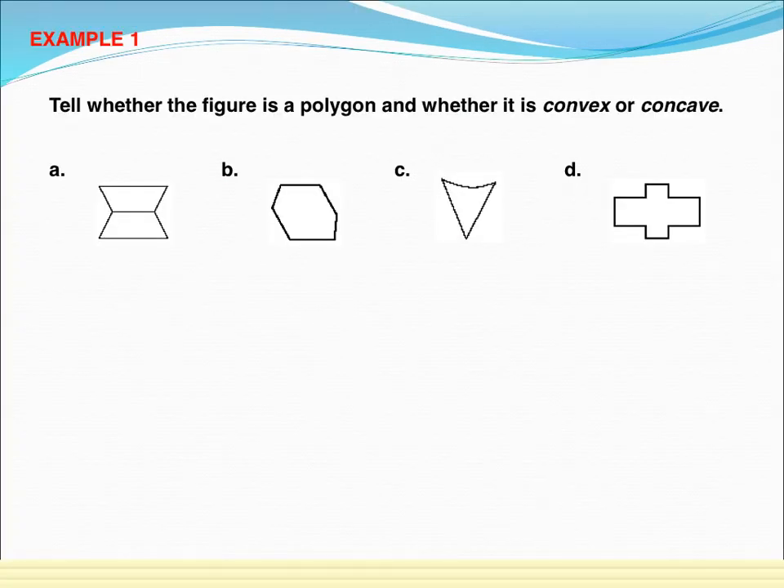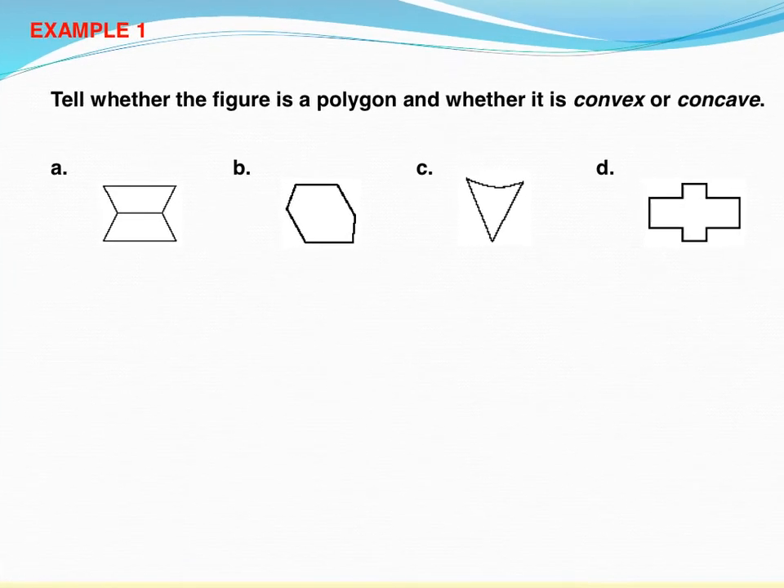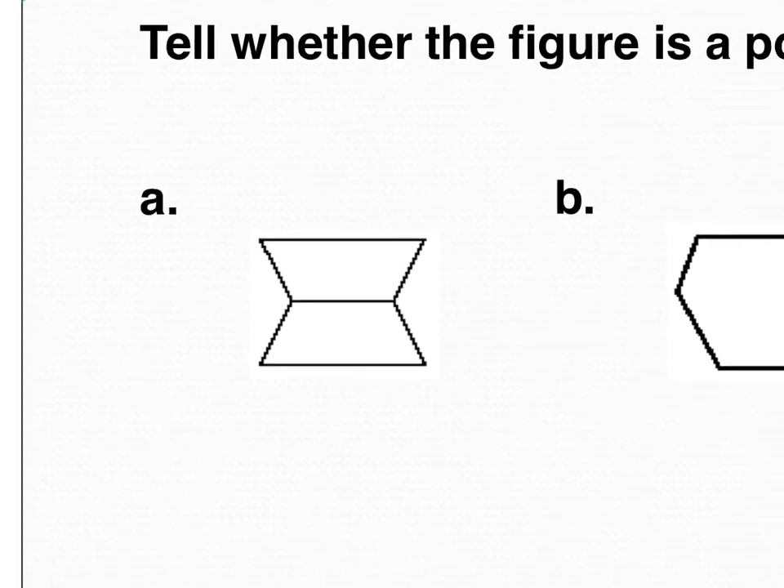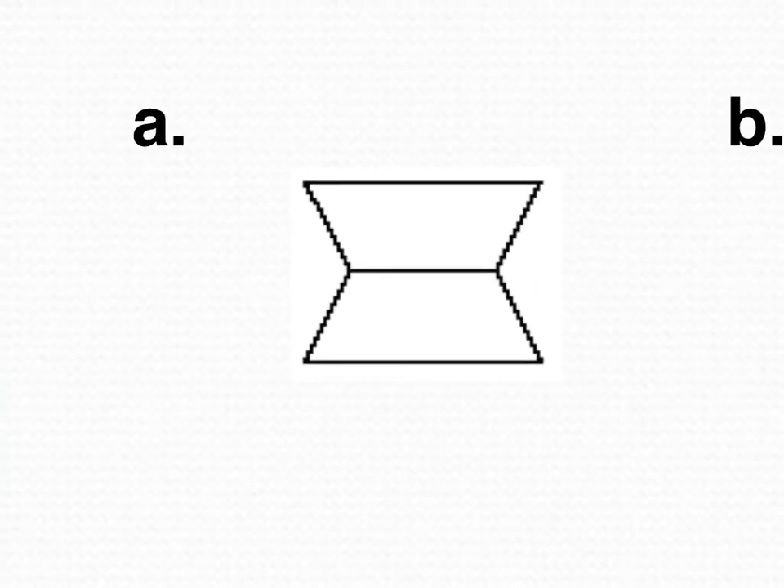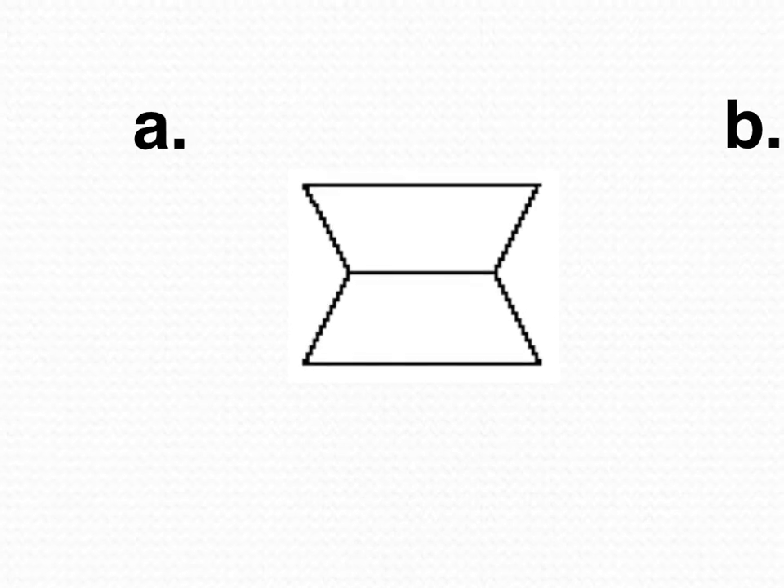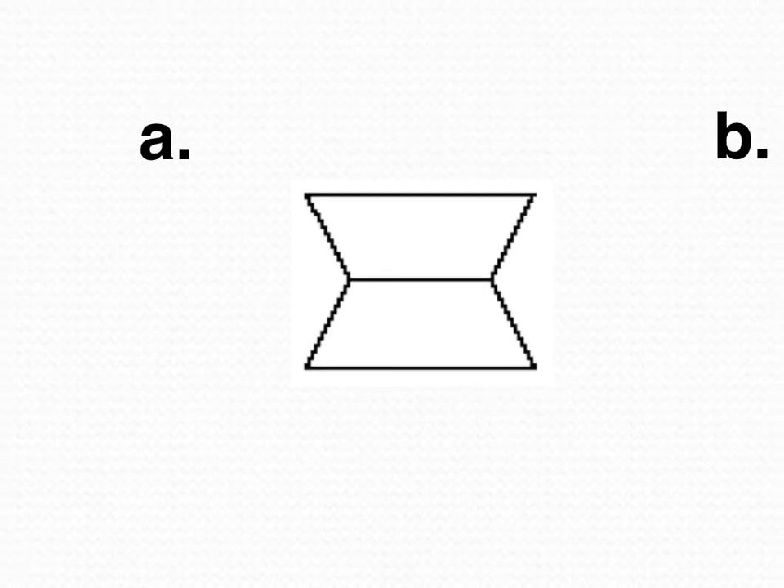All right. So tell whether the figure is a polygon and whether it's convex or concave. Okay. So let's decide. We're only going to say whether they are convex or concave if they are a polygon. So let's first decide whether this is a polygon. It's not. Why not? Because it's cutting through the middle. Because we've got this piece right here going through it. That's the dead giveaway right there. Without that piece, my answer would be yes, that it is a polygon, but it is not a polygon.